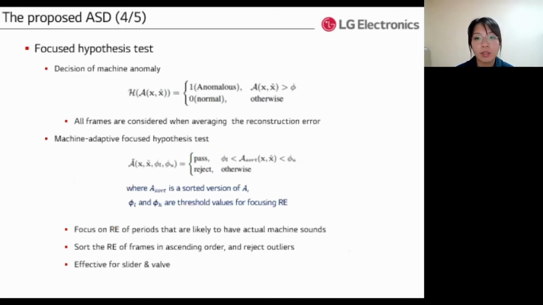Focus hypothesis test is another focusing technique we propose. When deciding the status of the machine sound in the evaluation phase, all frames are used for averaging the reconstruction error. Instead, we tried machine-adaptive focus hypothesis tests, which only focus on the reconstruction errors of periods that are likely to have actual machine sounds. So before evaluation, we sort the reconstruction errors of frames in ascending order and reject the outliers that fall outside of the thresholds. Then we use only these focus errors for evaluation. This proposed method was effective for machine types of slider and valve.